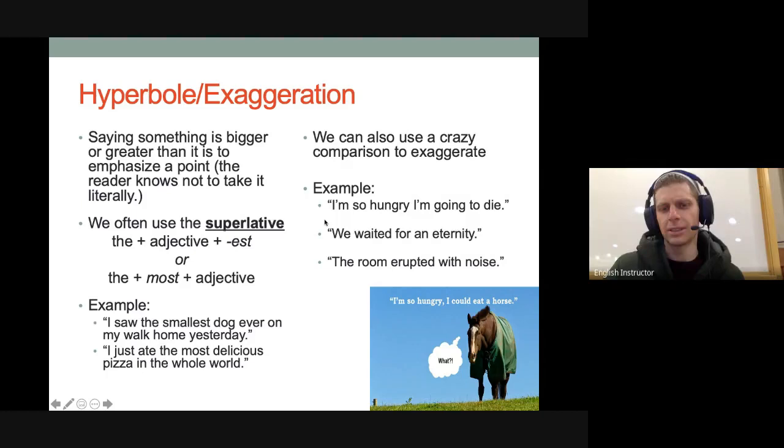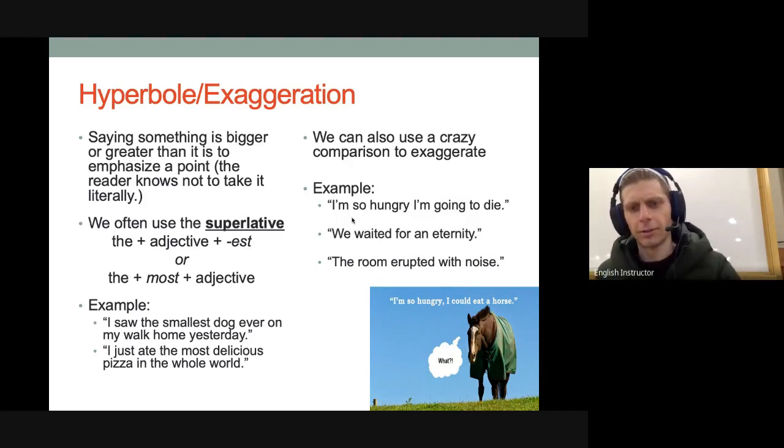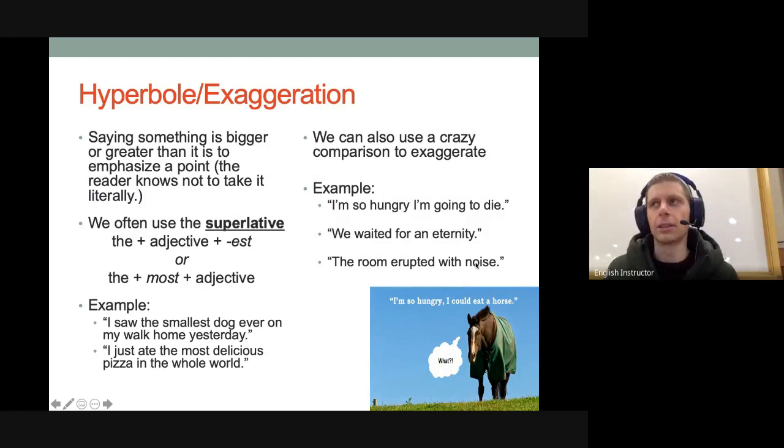So we could say things like, "Oh, it was the worst when I went to the doctor. We waited for an eternity." Well, eternity means forever, so I don't think we waited for a forever before we got to see the doctor. But you understand, we had to wait a really long time. And then things like the room erupted with noise, right? It's not a volcano. It didn't erupt. There was no explosion. But you understand that means it suddenly went from being super quiet to all of a sudden there was a lot of noise.